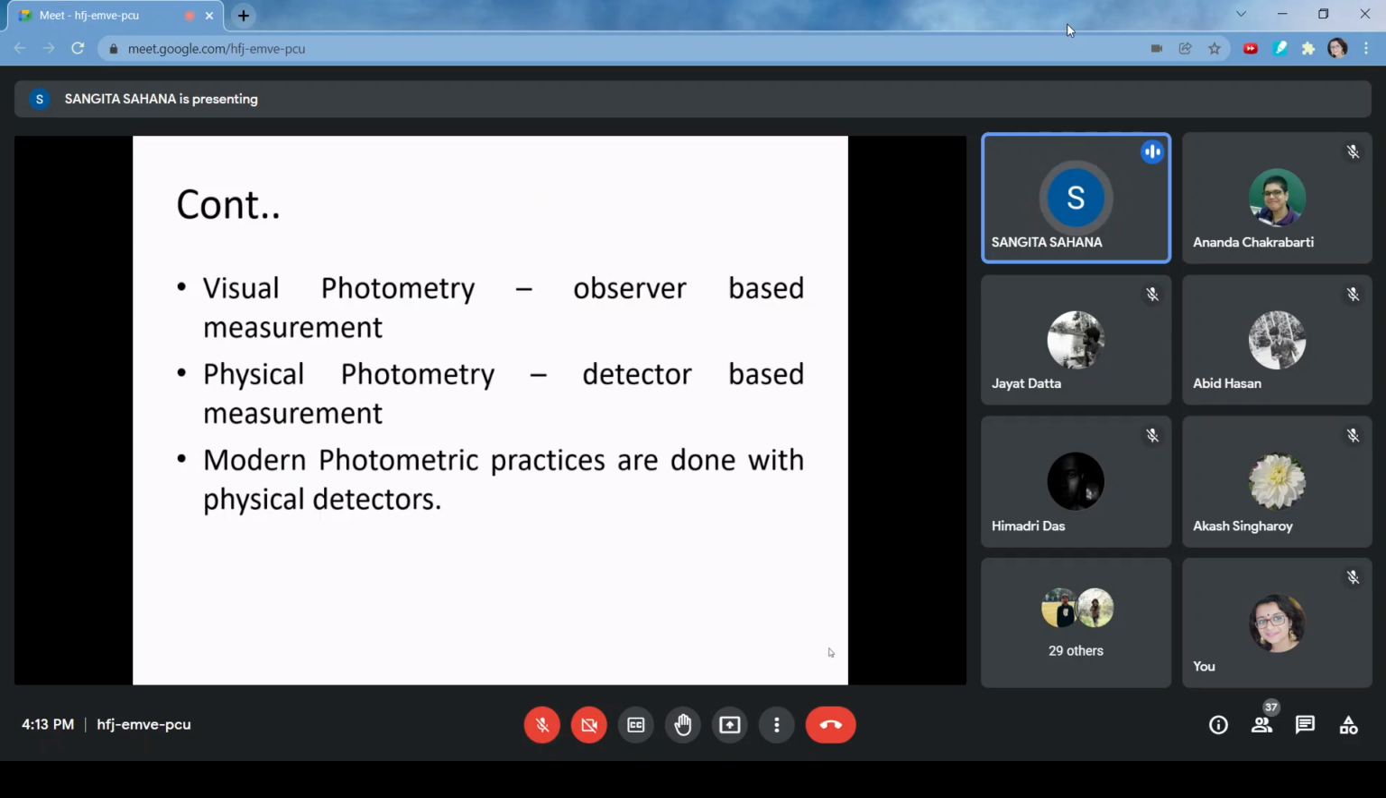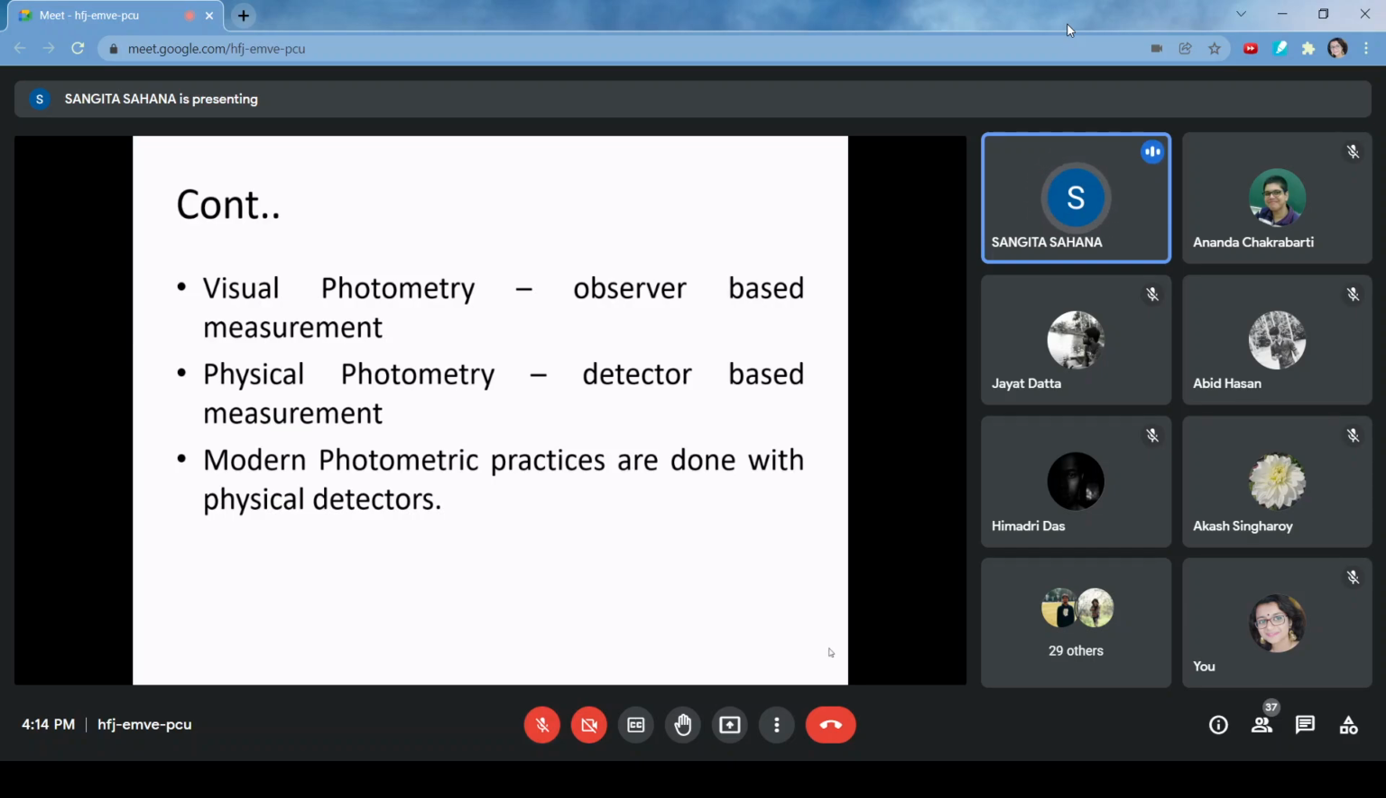Photometry can be classified as visual photometry and physical photometry. Like for electrical measurement, we always use some kind of instrument, right? Voltmeter, ammeter, like that. But here, the photometry can be either visual or physical. Visual photometry means observer-based measurement, which depends on the human eye. But physical photometry is detector based. Detector based means the detector's or sensor's response is equivalent to the human eye.